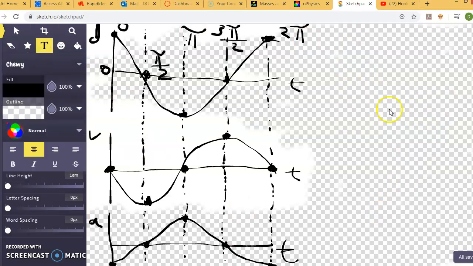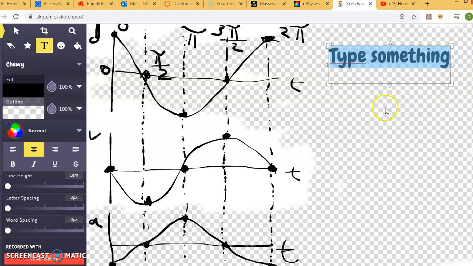I'm going to try a text box here, and I didn't practice this, so I might screw this up. I don't know. Okay, so I can type something. Let me type something. Let's see if I can do this.